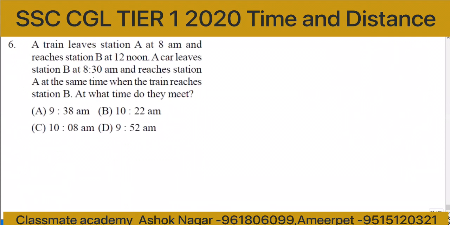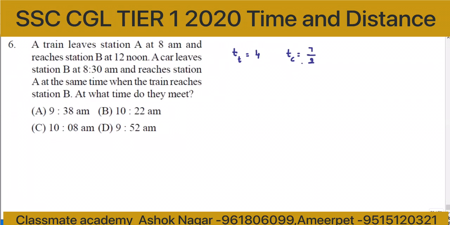So indirectly it is telling you the train starts at 8 o'clock. It reaches station B at what time? 12. The car starts at 8:30. It also reaches station A at what time? 12 only, right? Tell me the time taken by the train. Time taken by the train is 4 hours, whereas time taken by the car is 3.5 or 7 by 2 hours, right? Tell me any number which is a multiple of 4 and 7. 28. You can actually take 28, okay?